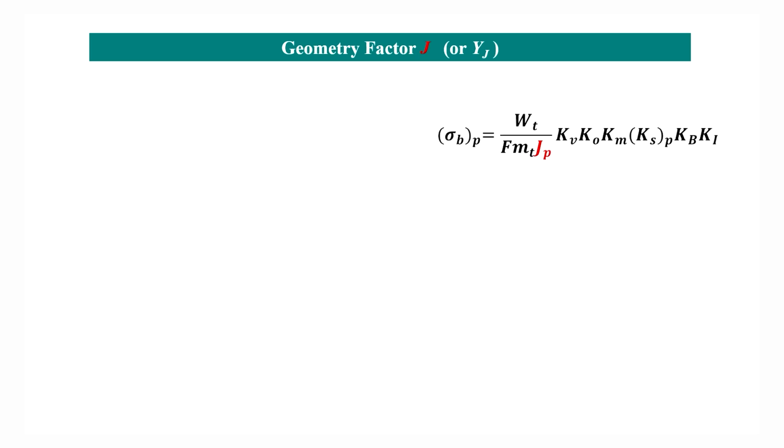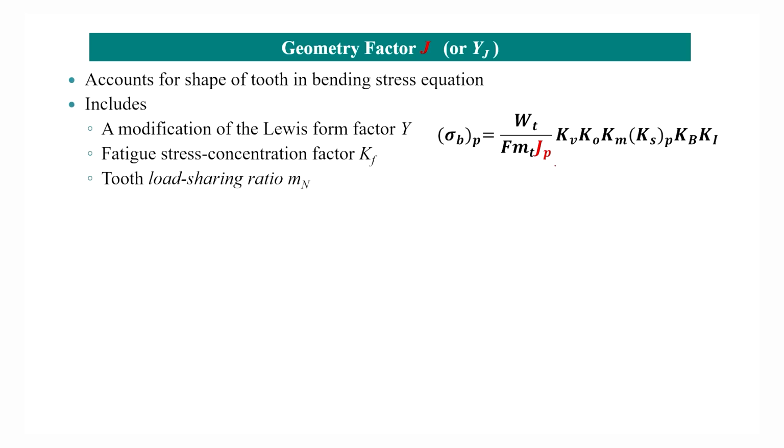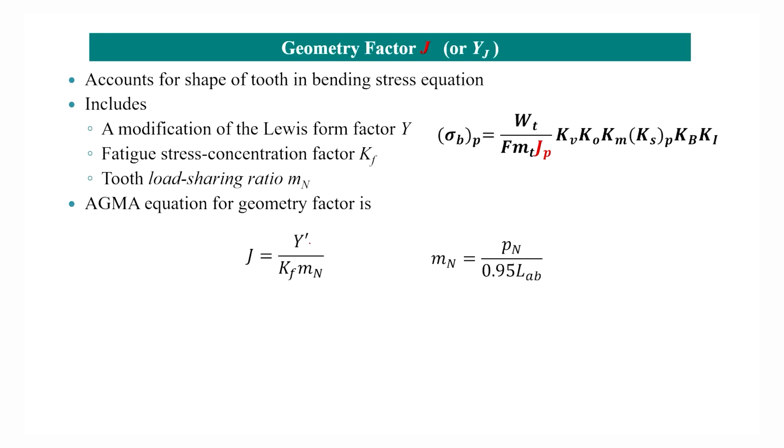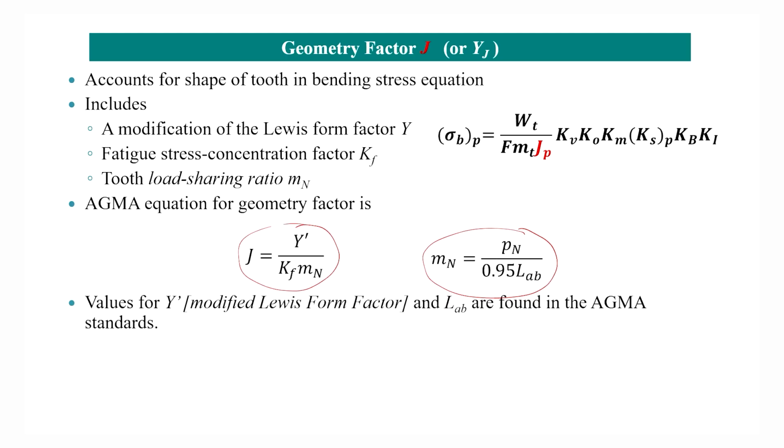Now, the geometry factor is determined for the bending stress. Geometry factor is this one. For the case of pinion, it is JP. For the case of gear, it is JG. And J dash is given by this formula, J, the geometry factor, where Mn is the load sharing ratio, which is equal to Pn divided by 0.95 LAB, the length of contact which we had determined some time back.